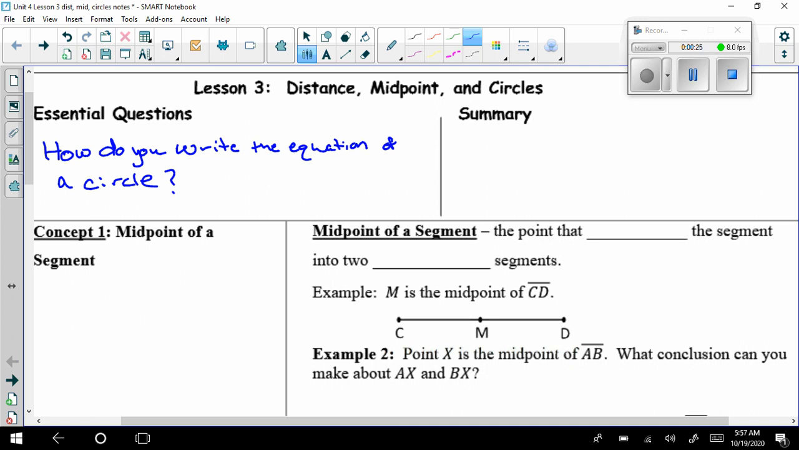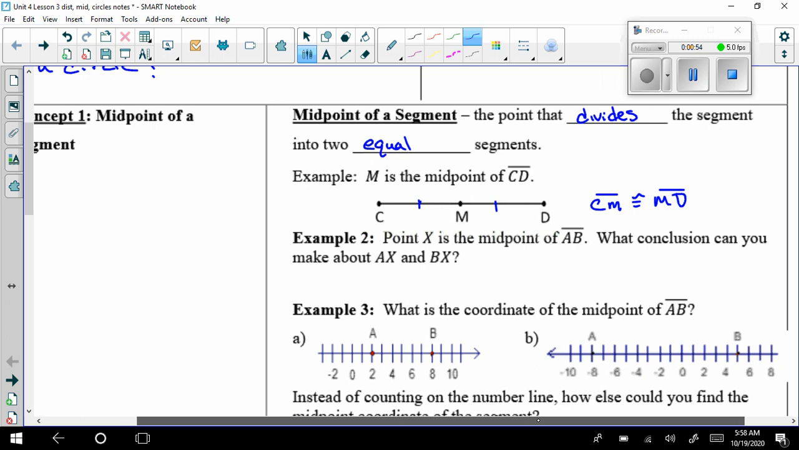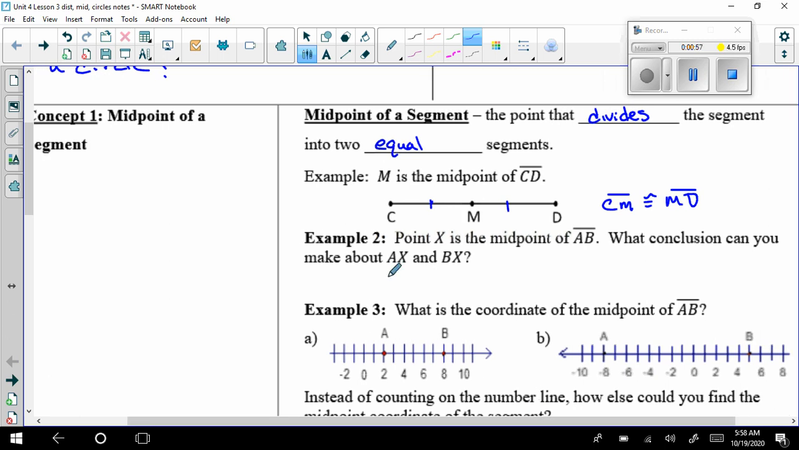And remember, the midpoint of a segment, recalling your geometry, is the point that divides the segment into two equal segments. It splits it in exactly two. So like if M is the midpoint of CD, then CM is congruent to MD. So if point X is the midpoint of AB, the conclusion that you can then draw is that AX is equal to BX.